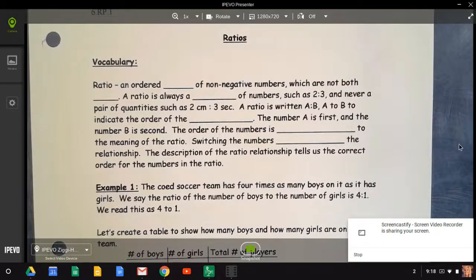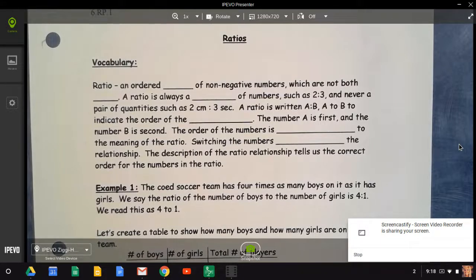Hey everyone, today we're going to continue our learning of ratios. One thing I noticed yesterday when I was watching the Flipgrids at home was that a lot of kids were having trouble with remembering that order matters. When you write a ratio, order does matter.